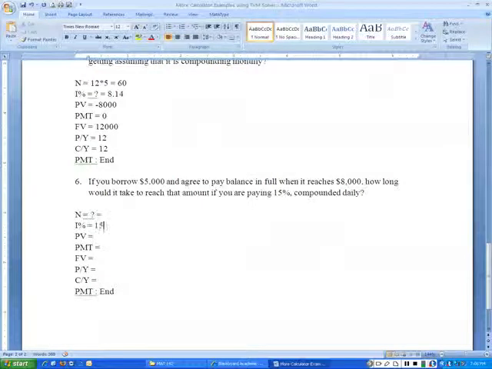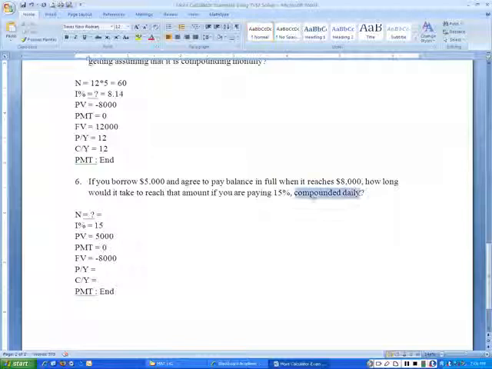So our interest rate here is 15%. Our present value is $5,000, and we are borrowing that, which means it's coming to us, so it's going to be a positive. Payments, we're not going to make any payments. We're just going to pay it when it gets to $8,000. Since we're paying that out, it's going to be a negative $8,000. And since it is daily, this needs to be 365.